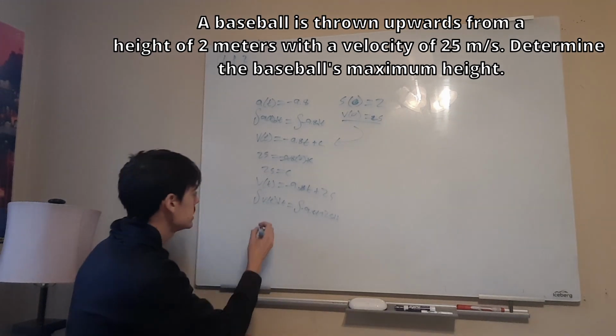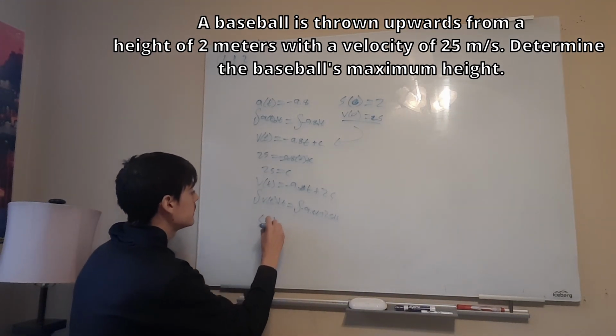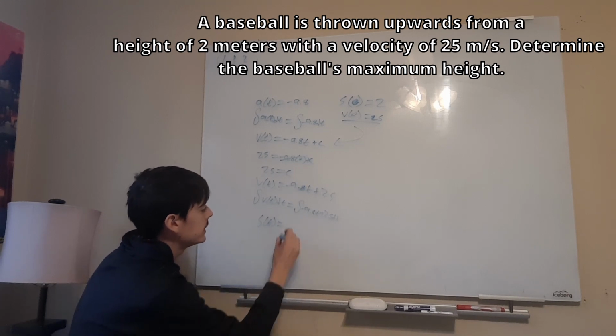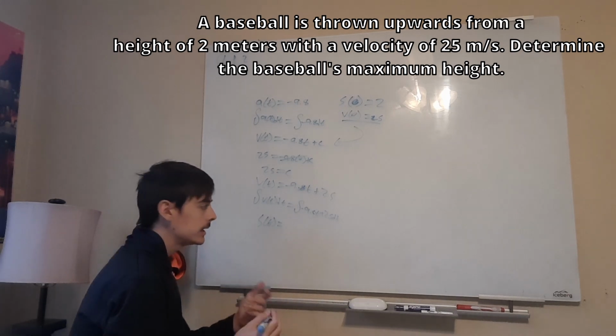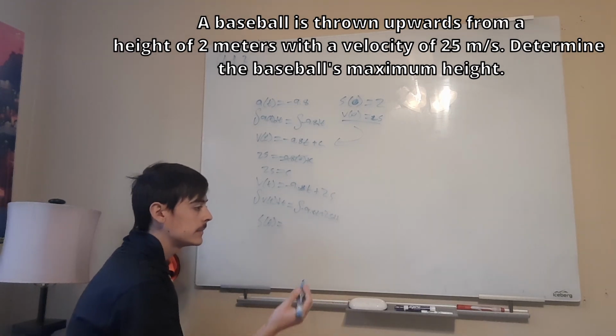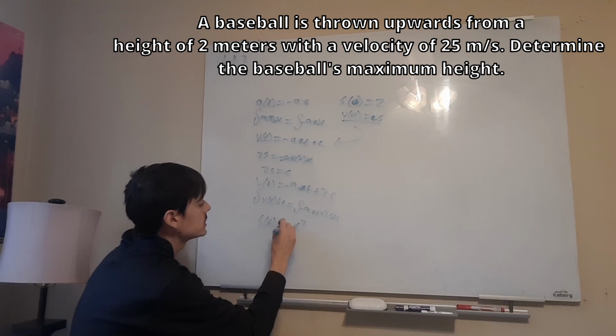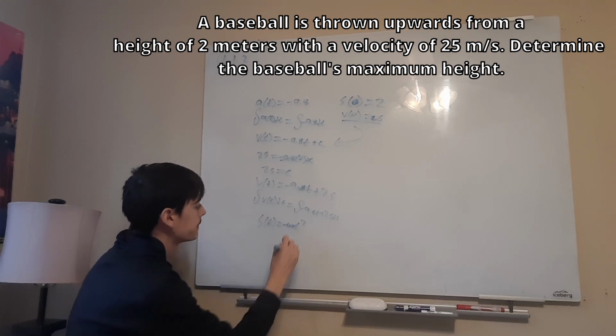Now, integrating velocity, remember, that's going to give us position. That's going to be equal to integrating this. So if we integrate negative 9.8t, that will give us negative 9.8 times t squared over 2. But negative 9.8 divided by 2 is going to be negative 4.9.